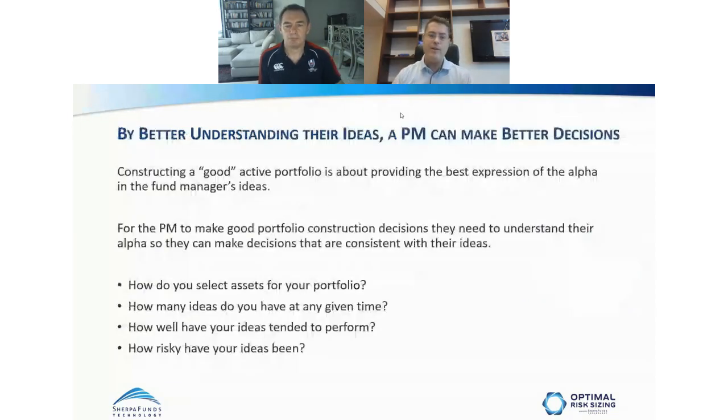So this is a really important place to start, because if you don't understand your ideas, you're going to be building a portfolio where you're not entirely sure what it is you're actually trying to maximize the expression or the exposure to. So you have to first understand your ideas so that you are well positioned to build a portfolio that expresses whatever is good about those ideas.